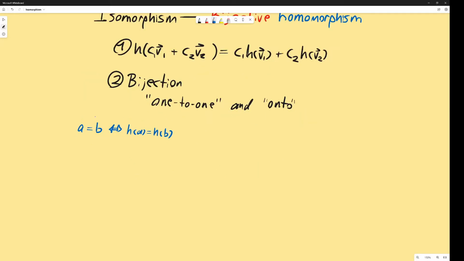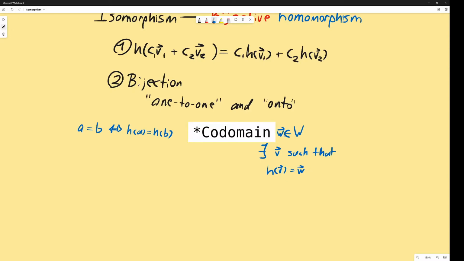One-to-one means that if a equals b, then h of a equals h of b. In other words, if two elements are the same in the domain, then they must evaluate to the same thing in the codomain. I cannot have two elements in the domain that are different evaluate to the same thing. And if they evaluate to the same thing, then they are the same. And onto means that for every vector w in the codomain, there exists some vector v in the domain such that h of v equals w.